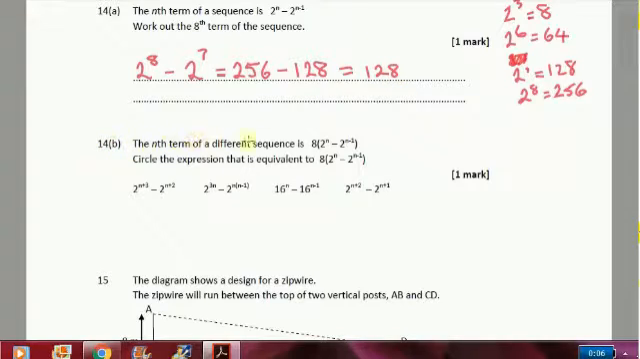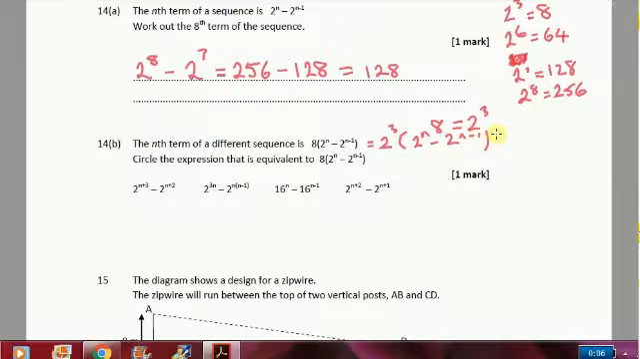14 part B, the nth term is 8 times 2 to the n minus 2 to the n minus 1. Circle the expression which is equivalent to that. So 8 can be written as 2 cubed. We've already used that up there. So that expression can be written as 2 cubed times whatever's inside the bracket, 2 to the n minus 2 to the n minus 1.